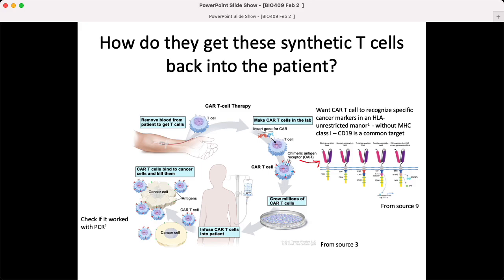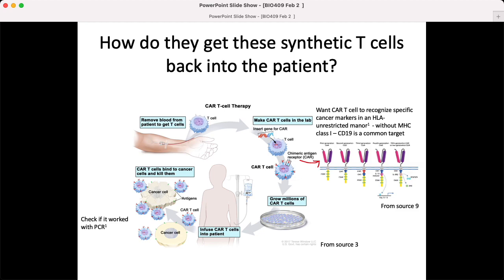So how do we get these synthetic T cells back into patients? First you have to grow them. So you add the gene, right? You add in your receptor. You have to grow millions and millions, so you're culturing them for a while. This takes place over a couple of weeks. And then you are able to just simply, through a simple IV, infuse these T cells right back into patients. And then ideally, these receptors are then able to allow the T cells to bind to cancer cells and kill them.